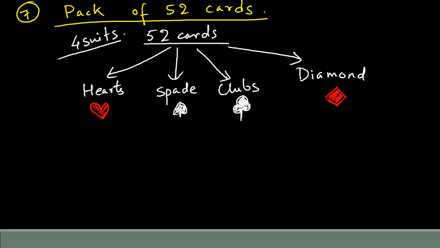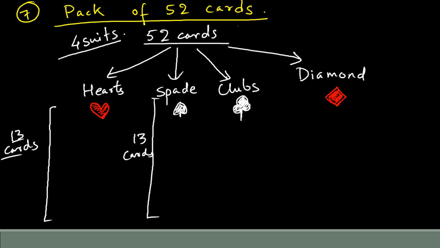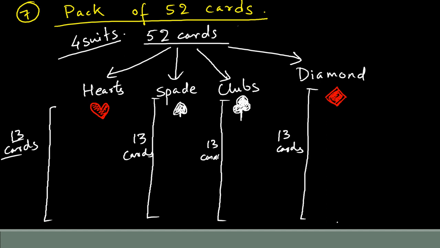Okay, so out of these 52 cards, it's divided into these four types, and each type will have 13 cards. So hearts will have 13 cards, spade should have 13 cards, similarly clubs will have 13 cards, and diamond will have 13 cards. I'm saying these 13 cards are of the same type, but one falls under heart, one falls under spade, one falls under clubs, one falls under diamond. Now let us see what are those 13 cards.